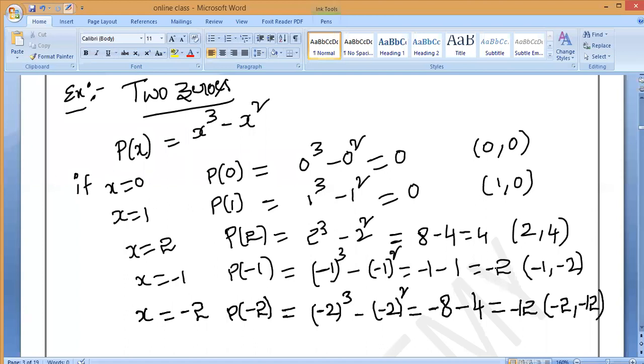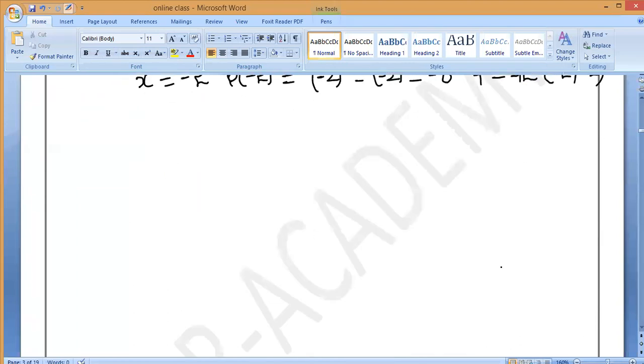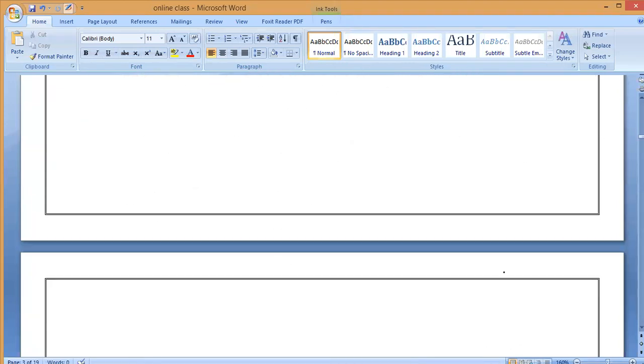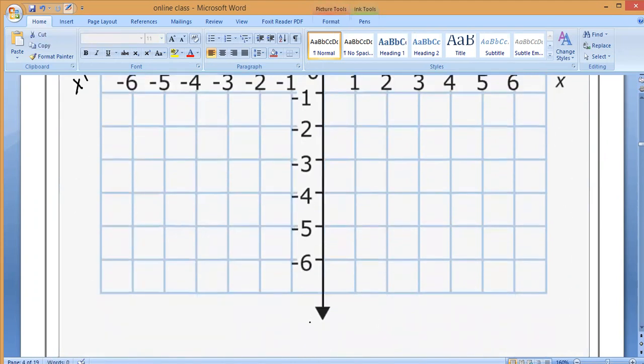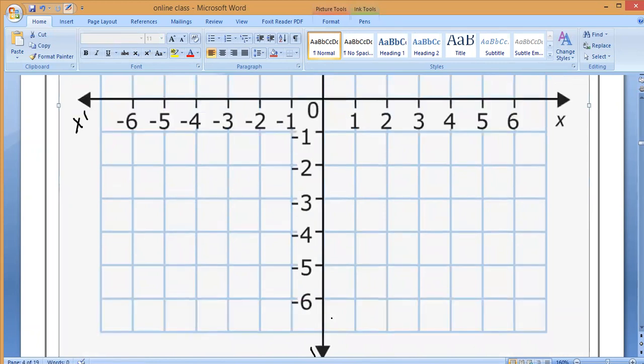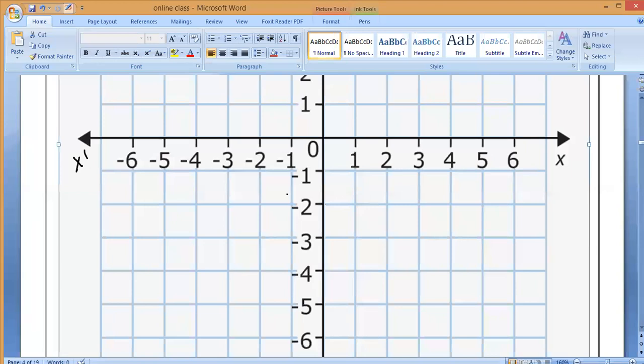Okay, plot the graph. Draw the x-axis and y-axis. Say the points one by one. First point: 0 comma 0. Second point: 1 comma 0. Okay.